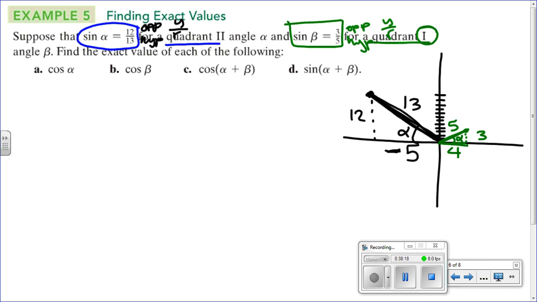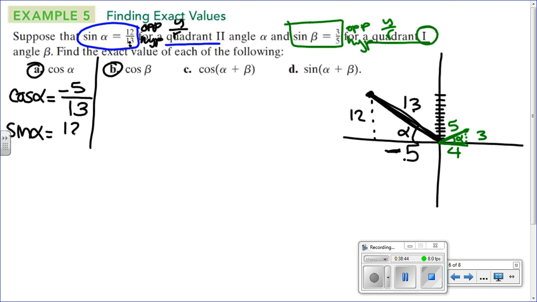Now what we're going to do is answer part A, part B. So what is the cosine of alpha? We look at our picture, adjacent over hypotenuse. So negative 5 over 13. Let's also write the given information so that you have them here one next to the other. We're also going to do the same for beta. So cosine of beta is going to be adjacent. Oh, this should be beta.